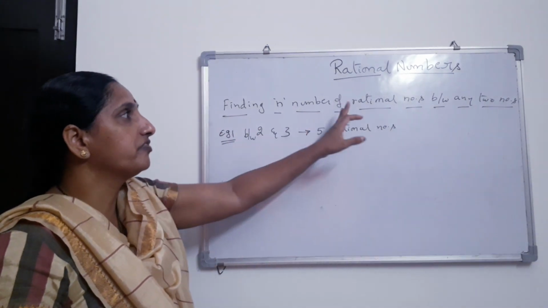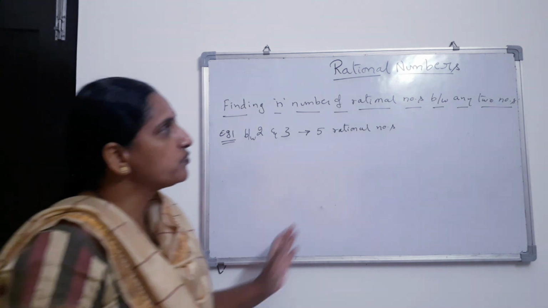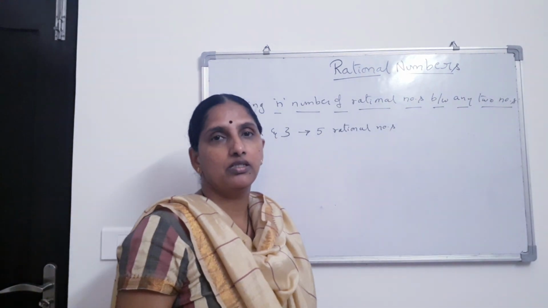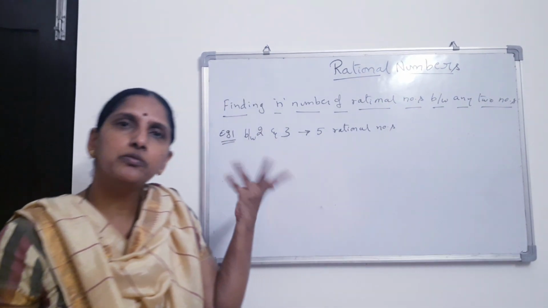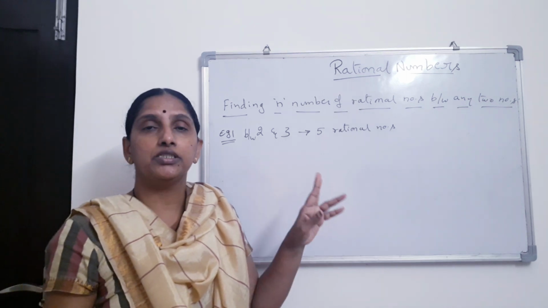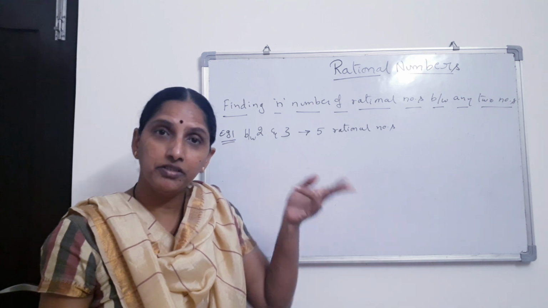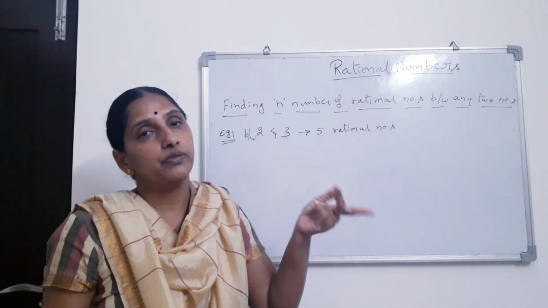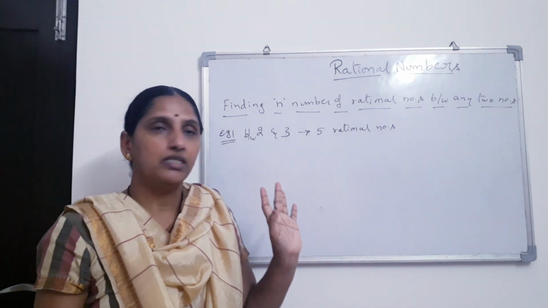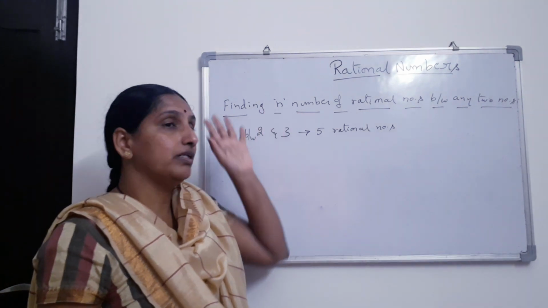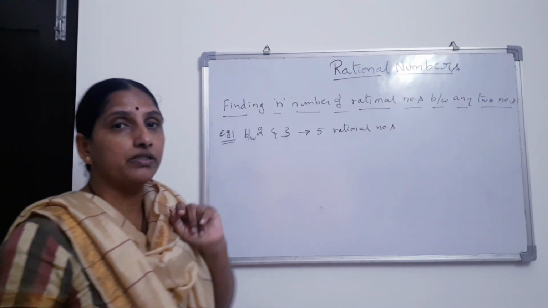Finding n number of rational numbers between any two numbers. N number I said. It could be anything. 2 rational numbers, 3 rational numbers, 5 rational numbers, 10 rational numbers between any two given numbers. Right? So now this n can be anything. Now let us take one particular example.